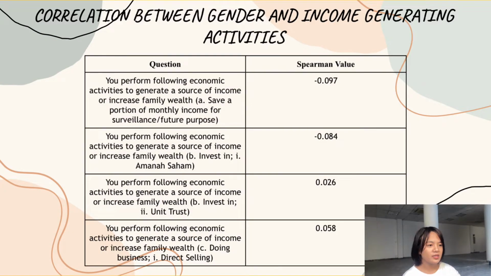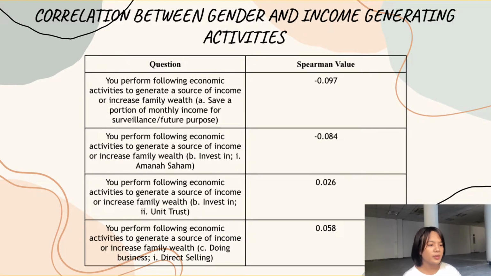Okay, as you can see in the table, Spearman correlation between gender and income generating activities shows weak negative interaction with the Spearman value negative 0.097 for saving a portion of monthly income for future purpose. Investing in a minor sum shows weak negative interaction with Spearman value negative 0.084. Weak positive interaction is shown in the investment in unit trust with the Spearman value 0.026.